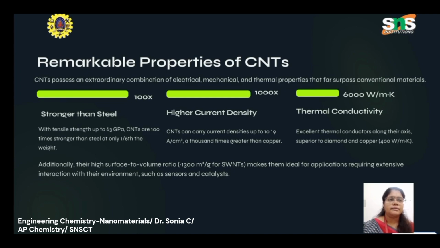Thermal conductivity: it has excellent thermal conductance along the axis, superior to diamond and copper. Additionally, their surface-to-volume ratio makes them ideal for applications requiring extensive interaction with the environment, such as sensors and catalysts.